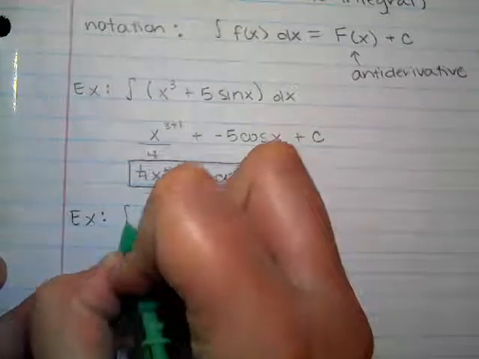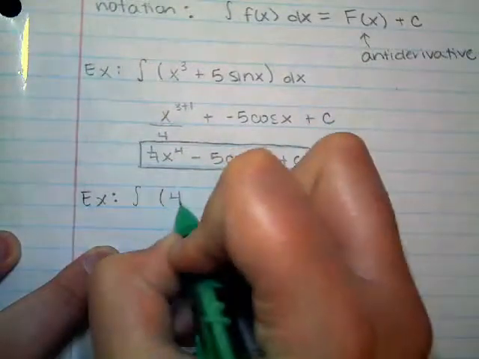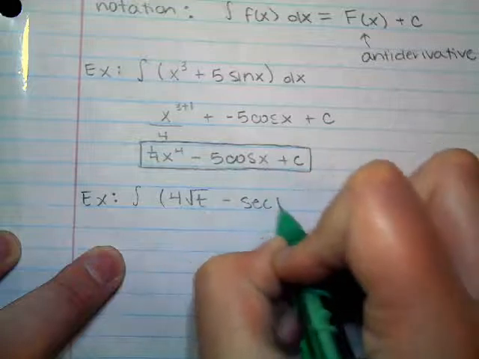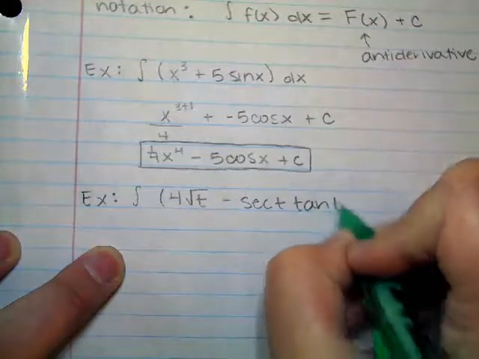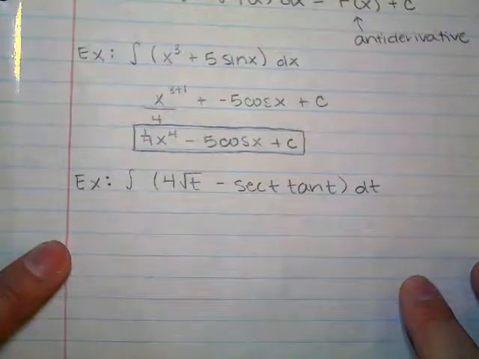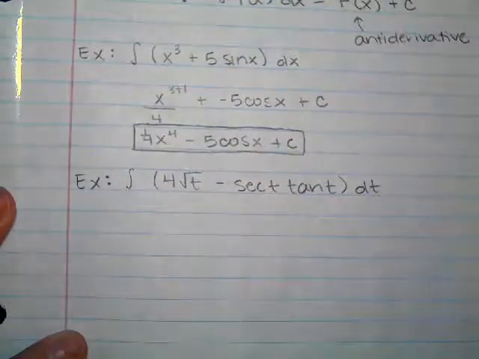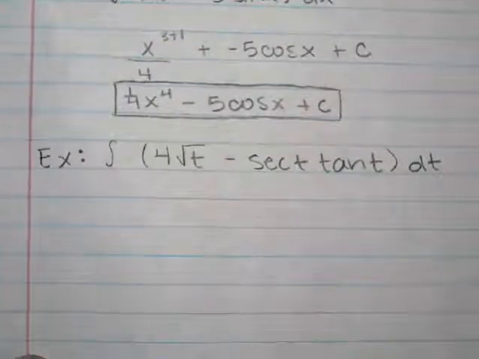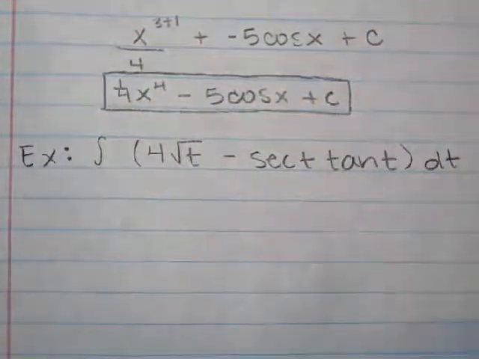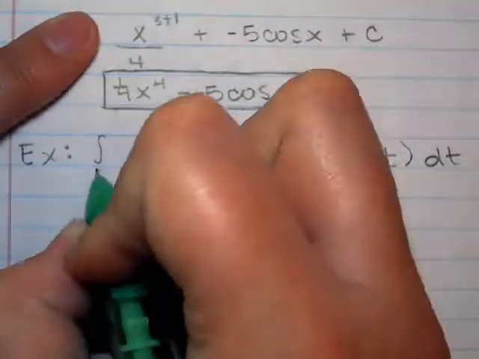Okay, next one. We're going to do 4 square root t minus secant t tan t dt. Oh, okay. Secant t and tan t, yes. So for me, the first thing I do whenever I see a root is I rewrite it as an exponent because it messes with my brain too much. So I'm going to say this is 4t to the 1/2.